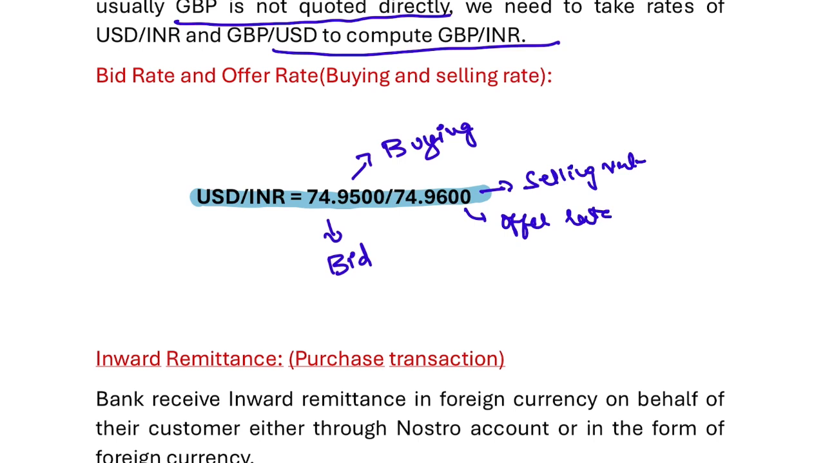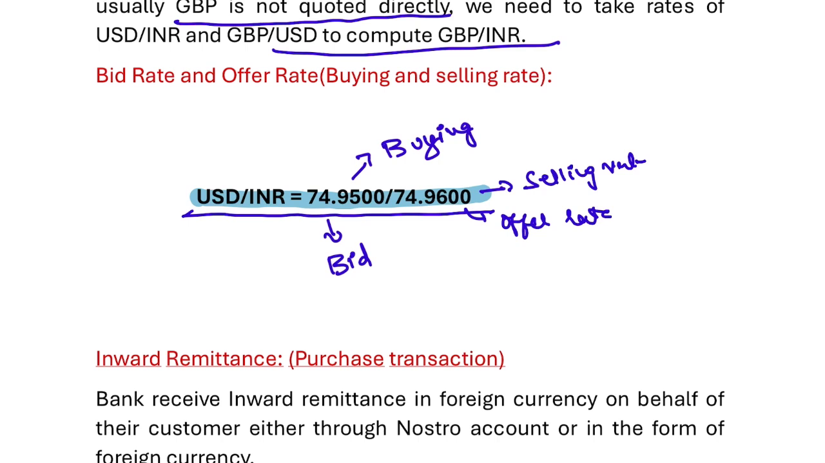The buying rate of a bank is equal to the selling rate of a customer. The selling rate of a bank is equal to the buying rate of a customer. Suppose in the numerical they have mentioned it like this. What does that mean? The bank is going to purchase US dollars at 74.95 INR. So 1 US dollar costs 74.95, and the bank is going to sell this USD for 74.96. The bank always sells higher because they are bearing exchange rate risk.